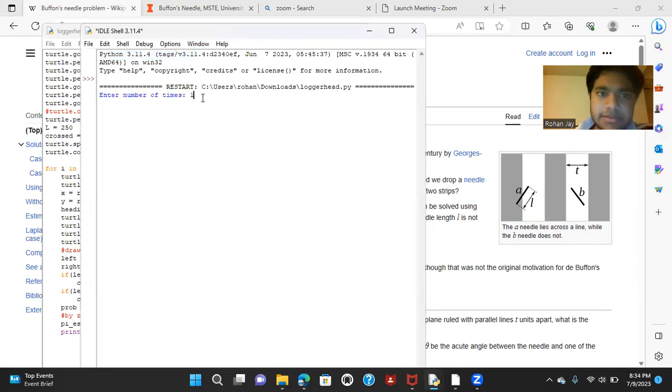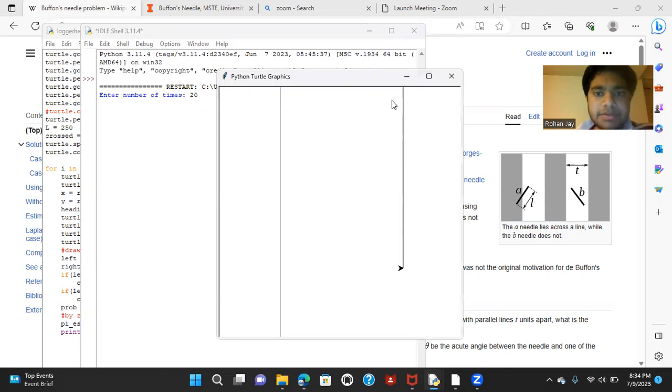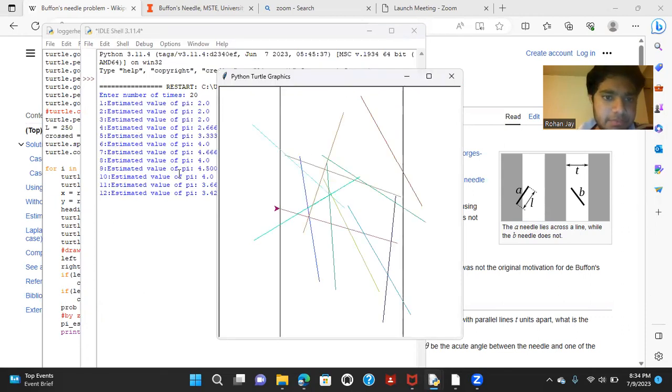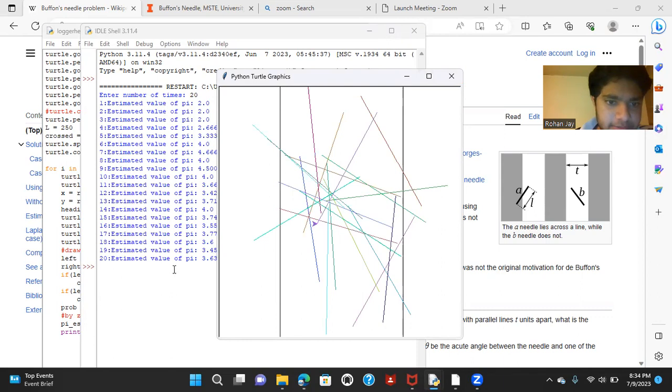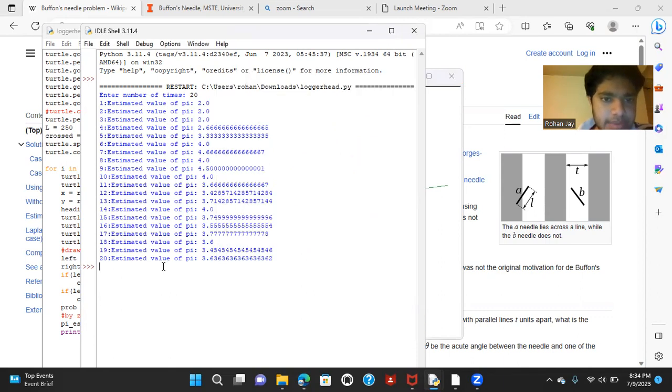So if we run this, and then, I don't know, let's do it 20 times. Here, this is drawing the two lines. We're estimating the value of pi. And we see here we get a value of pi which is not very close, but it's still better than nothing. It's about 0.5 away from the true value of pi.